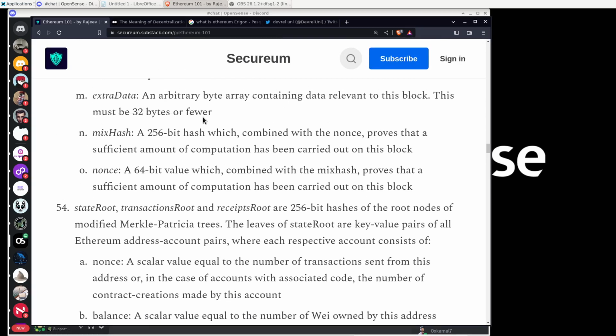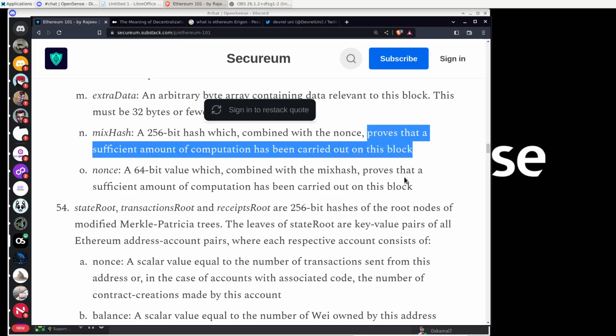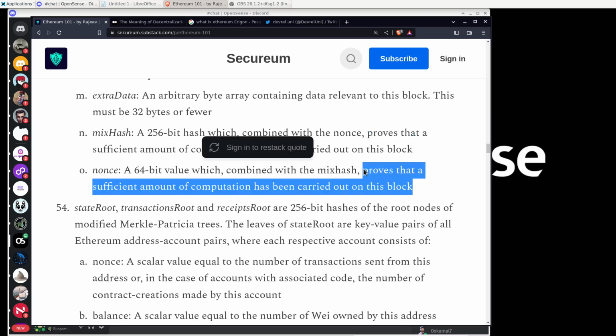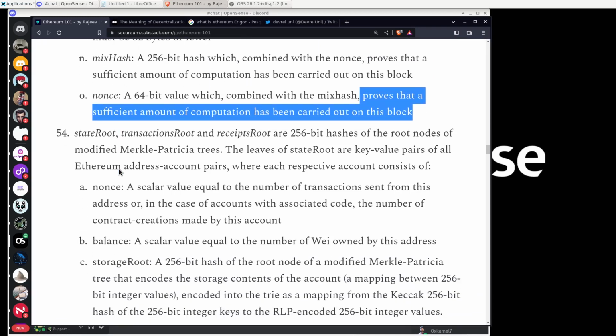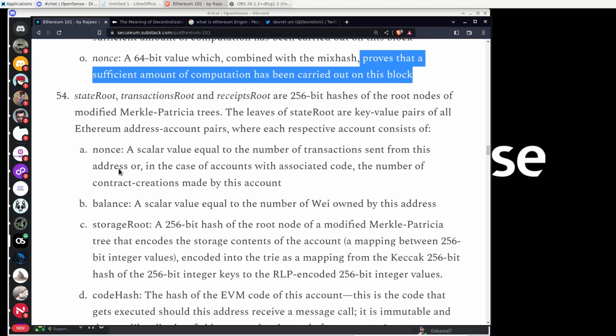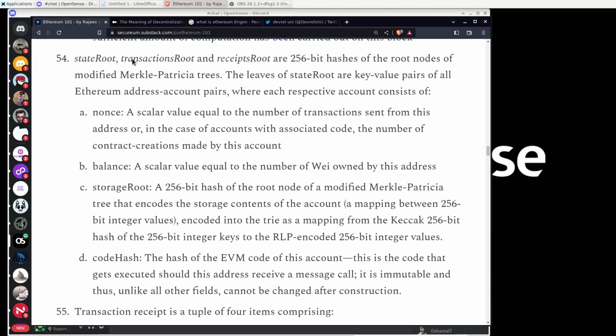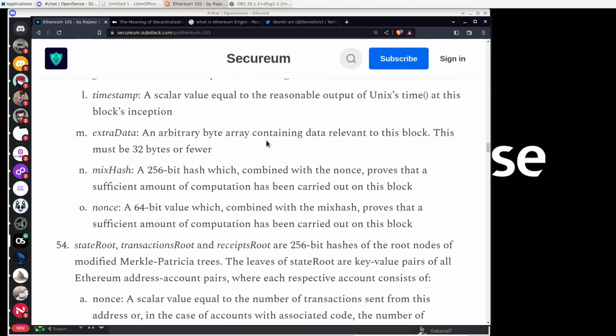Wait a second. I think they got it wrong here, right? Because they have the same text for this and this. Or maybe it's some related information, I don't know. State root, transaction root, and no, wait a second again. Look, combined with the nonce.